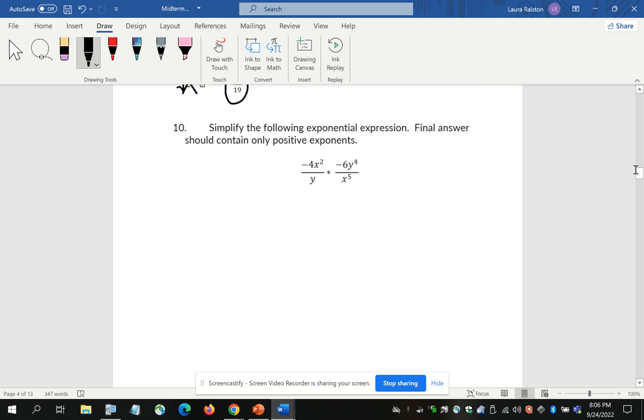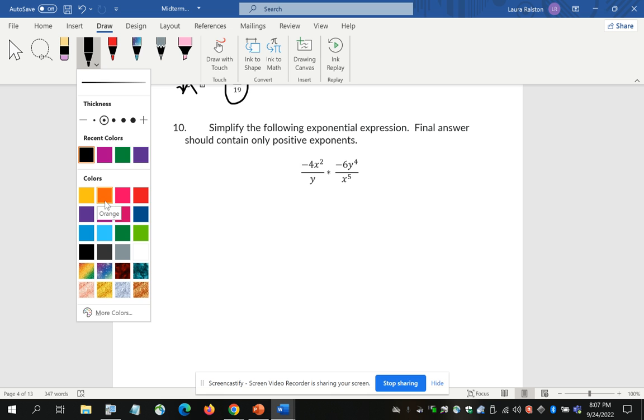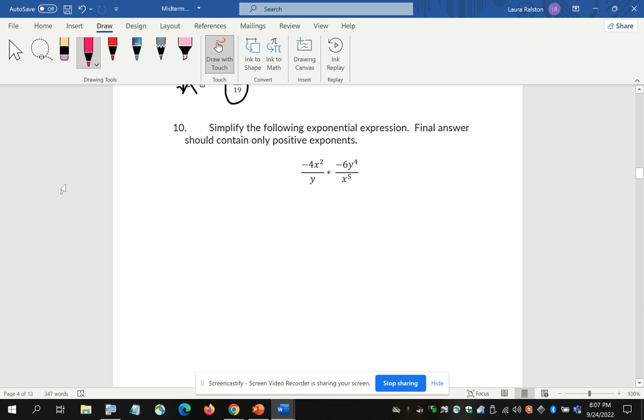Simplify the following exponential expression. Your final answer should contain only positive exponents. Okay, so again, this is kind of one of those problems where I'm going to try to simplify first before I do the multiplication, because let's see, if I do the diagonal, I have x squared in the top and x to the fifth in the bottom. So two of them are going to cancel, and I'm left with 3 in the bottom. On the other diagonal, I have y and y to the fourth, so 1 cancels, leaving 3 in the top.